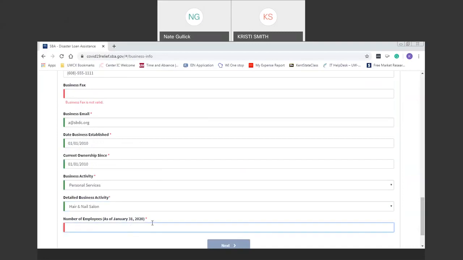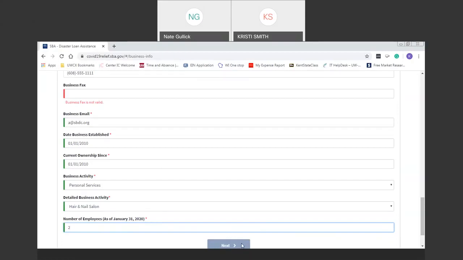In this case, Susan doesn't have any employees. Please note that it's asking for the number of employees as of January 31st. The SBA, I believe, understands that quite a few small businesses have had to lay off employees in the interim. So this is as of January 31st, how many humans were working there. It's not asking how many were part-time, how many were full-time. It's simply asking for a number of employees. In this case, she has 2 people who help her out, and we enter that information.